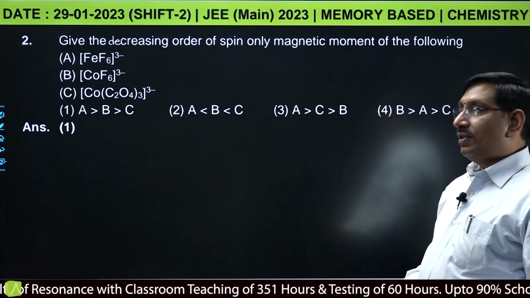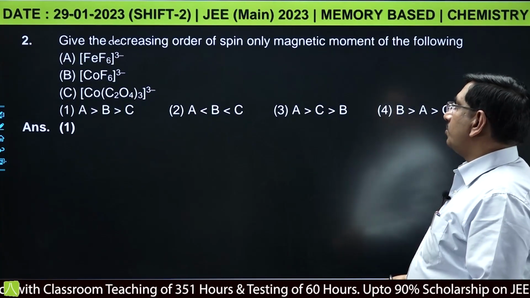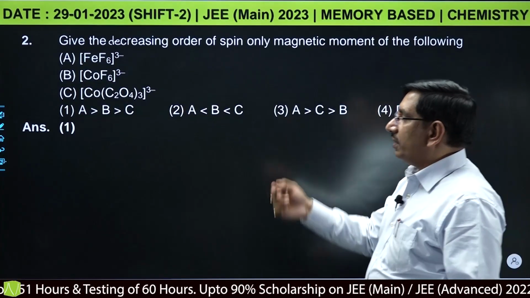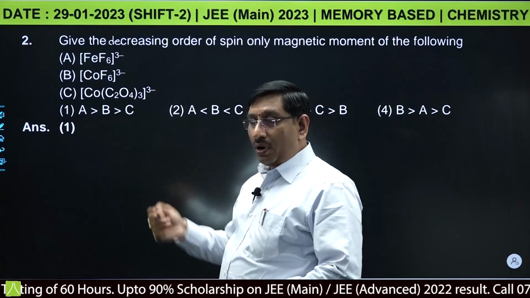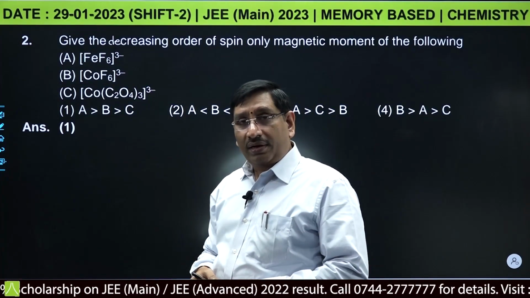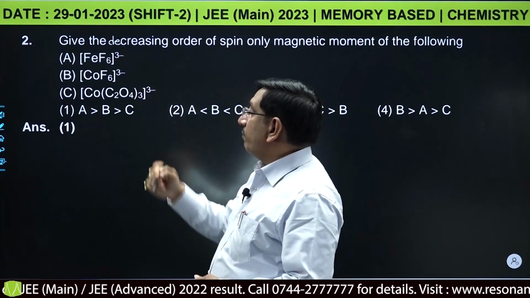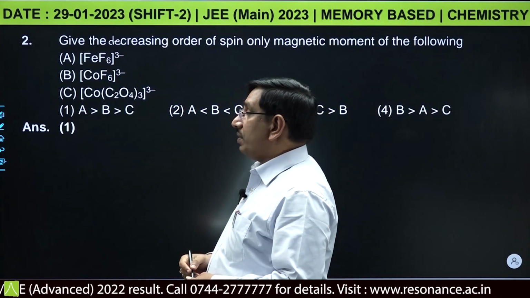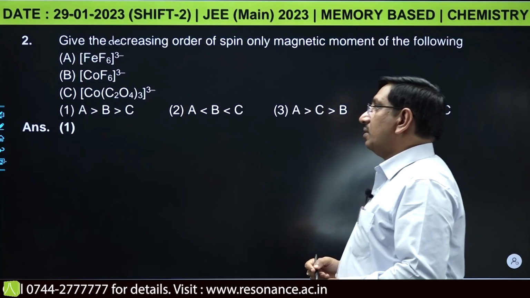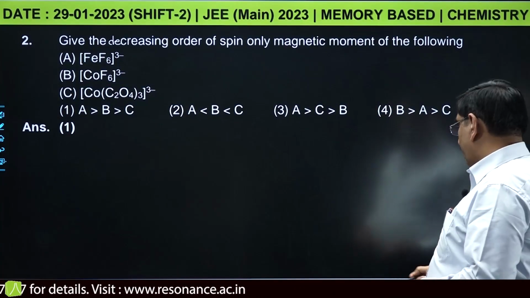Next question, give the decreasing order of spin only magnetic moment of the following. Here the given complex ions, this is from coordination and frequently asked question related to magnetic moments. So, the first one is FeF6 3-, second CoF6 3-, third Co(C2O4)3 3-.